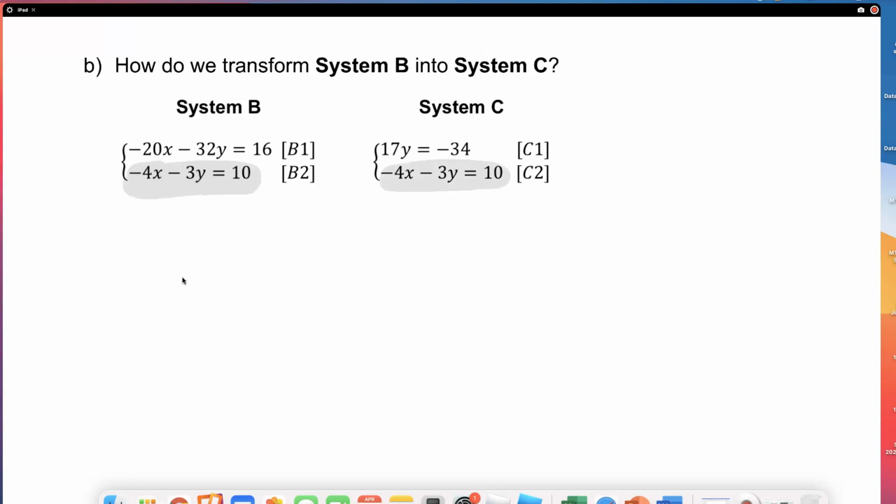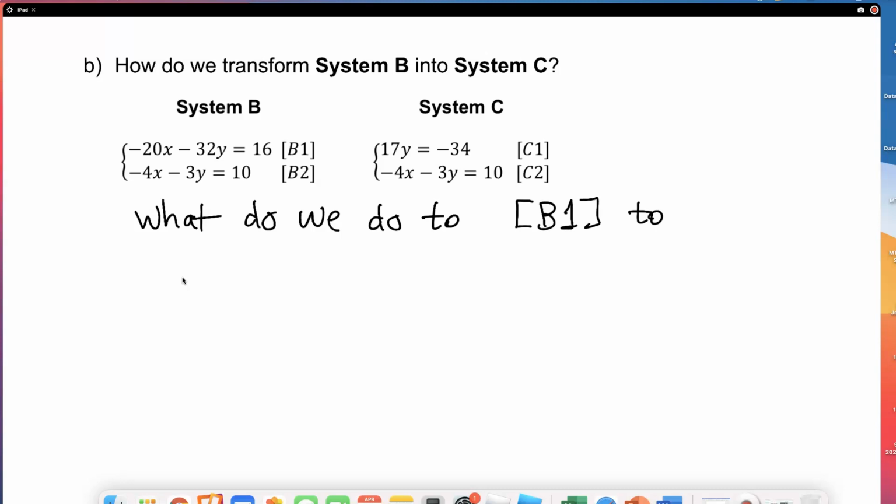Remain the same. Nothing changed in the bottom. So we have to think about what do we do to B1 to get C1. As you can see, the equation changed. And let's talk about that change real quick. It was negative 20x minus 32y equals 16. But it is now 17y equals negative 34.